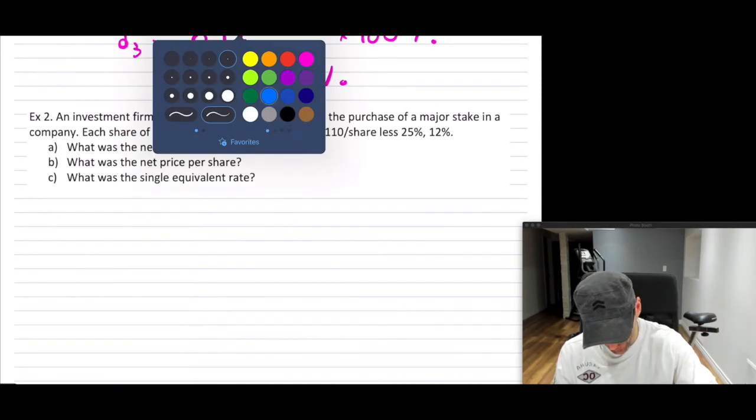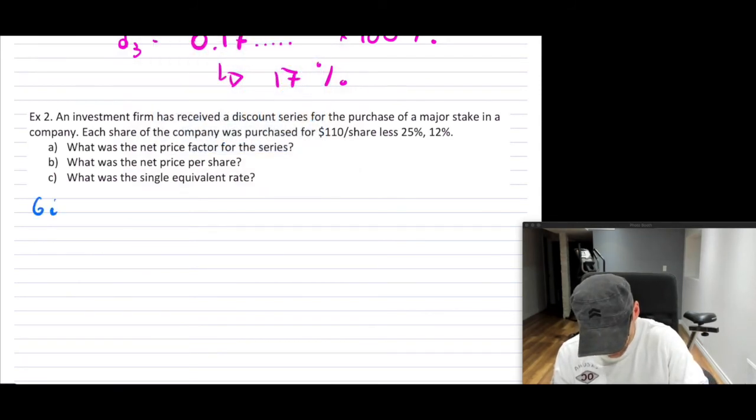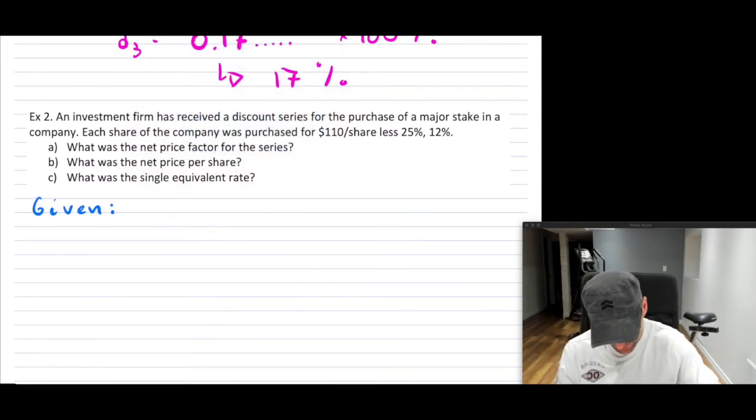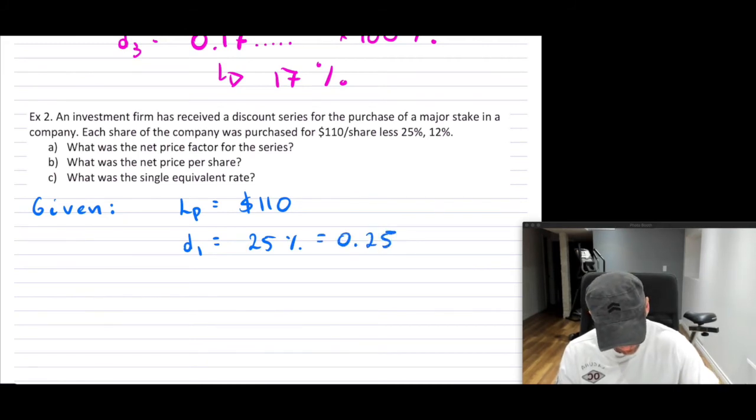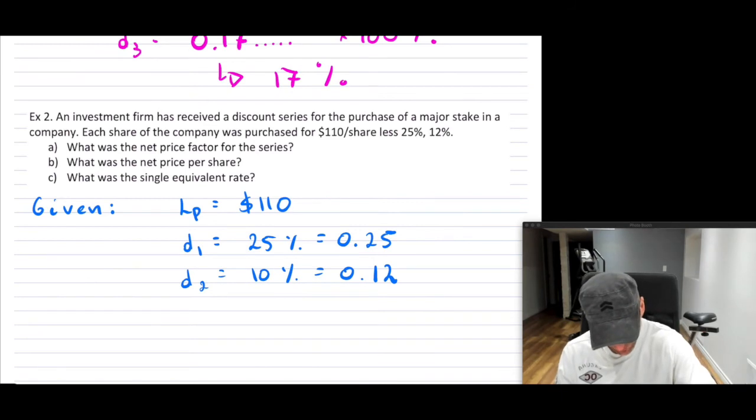Part A. What was the net price factor for the series? Let's answer that first. So given, let's write down all the information. We know the list price, $110. We know our discount number 1, 25%. We know our discount number 2, 12%.